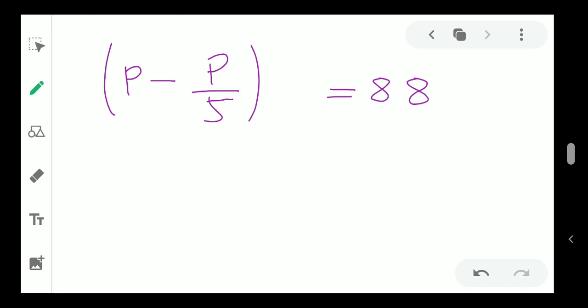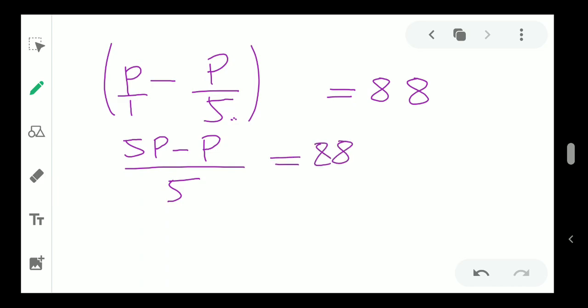So now we can just simplify it. This simplification part is like fraction subtraction. So 5 is the LCM that we have to write down. We have to multiply 5 upside because there is nothing with this P, only 1 is there in the denominator. So this will be 5P and minus, see, this 5 is already there, so we don't have to multiply anything with this P. So it will be P, this is 88. 5P minus P is 4P by 5 equal to 88.